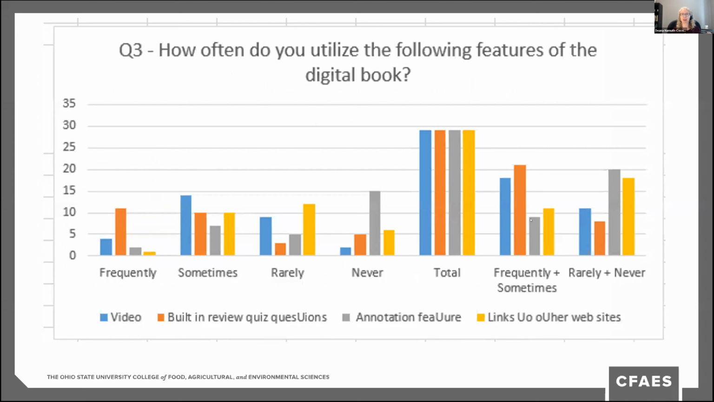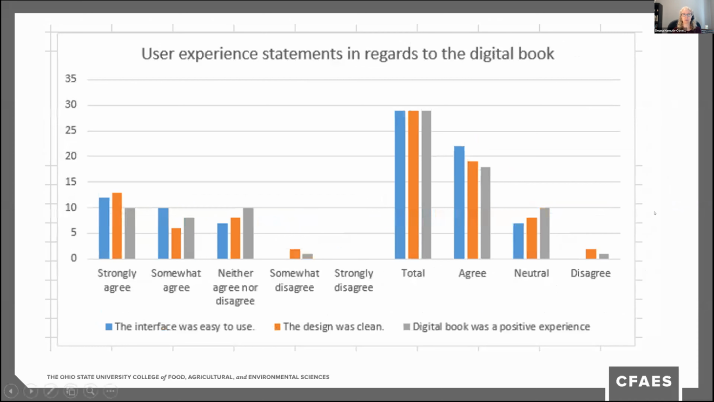It looks like there was only about 8 students or so that were using the annotation feature. So we kind of got away from that because it's still available if they want to, but most of them weren't doing that. And then about like 10 of them or so were using the links to other websites. So they weren't necessarily going out to look at some of the other content, which is okay, right? Because the book is there to help them streamline their learning. Whoops, I had a delay here.